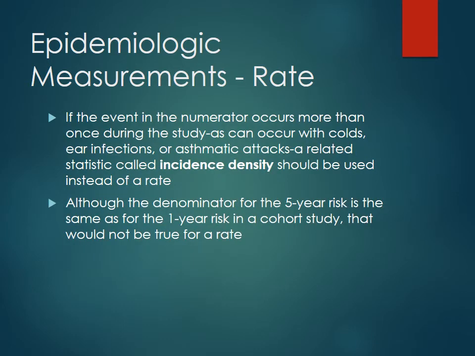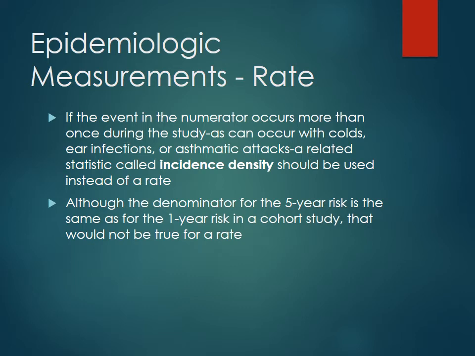So if the event in the numerator occurs more than once during the study, as can occur with colds, ear infections, things like that, really what you want to be looking at is going to be incidence density. This is going to be a better measure for this. So rates are going to be better for things that occur just once. Incidence density can be used instead of a rate for things that occur multiple times.